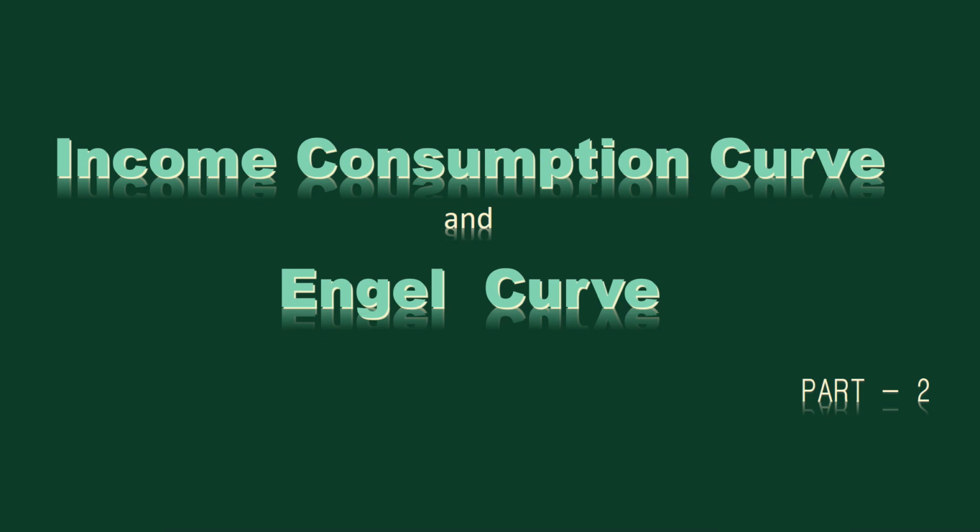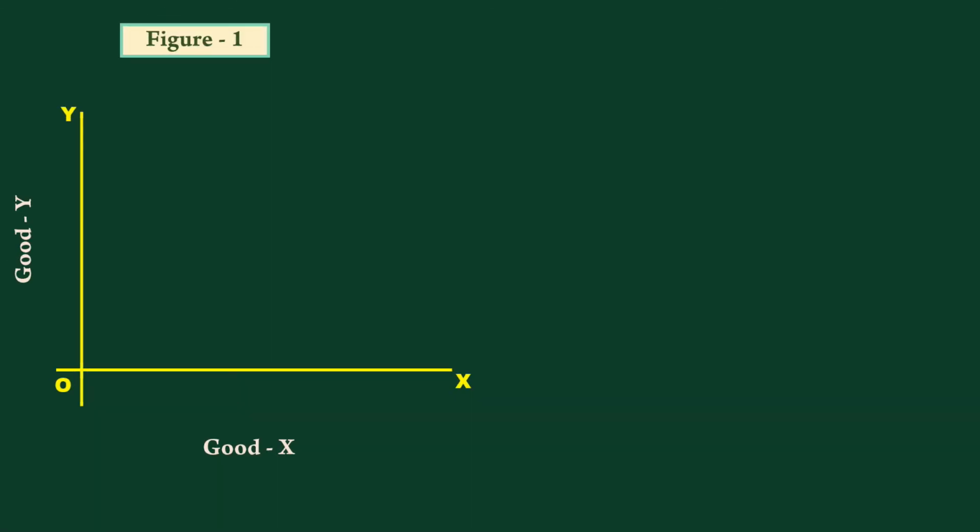In this lesson, we shall obtain the Engel curve for a luxury good. Look at figure 1. Good X along the X-axis is a luxury. Given the prices of two goods, the consumer is in equilibrium at E1. The consumer's income is 100 rupees. Quantity purchased of good X is 20 units.